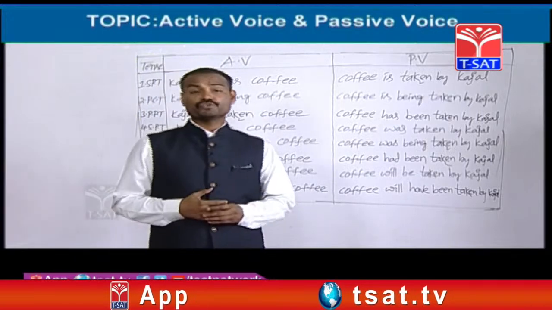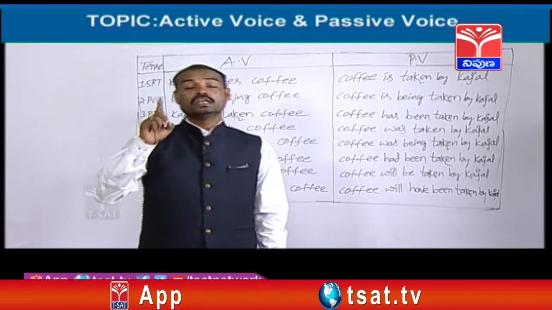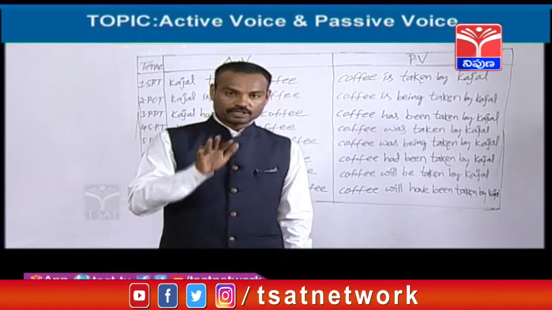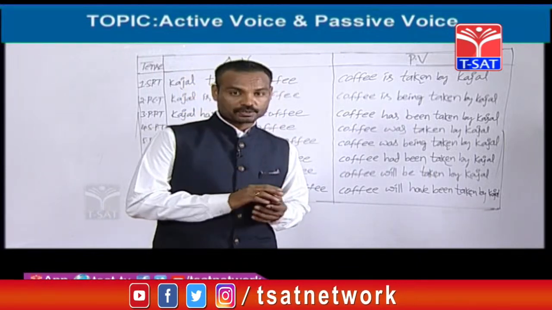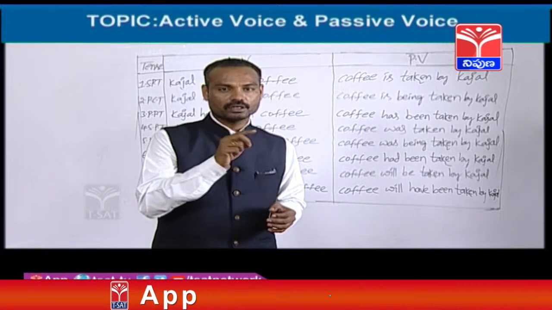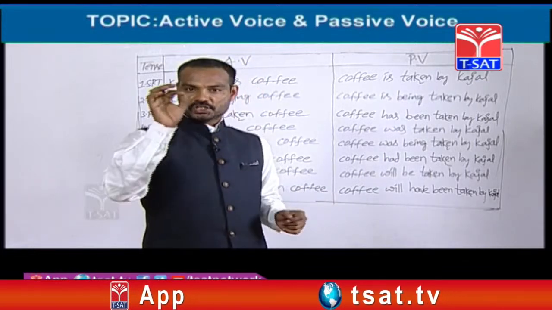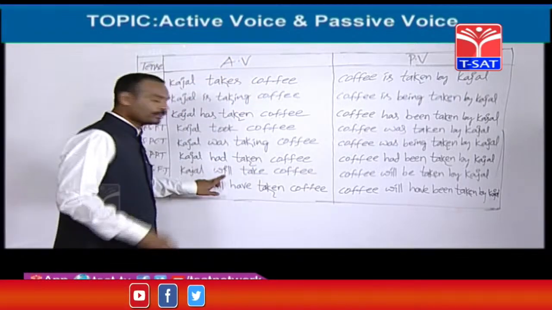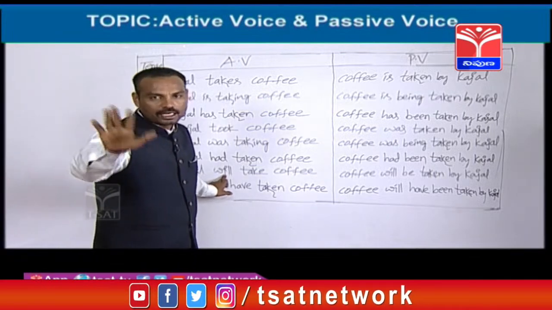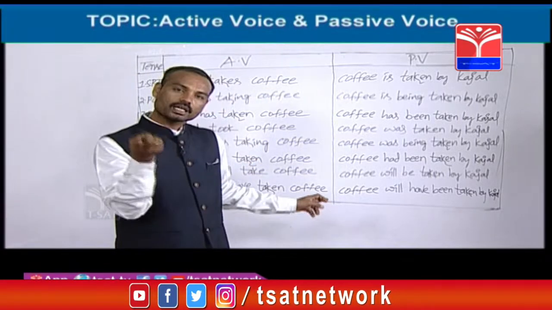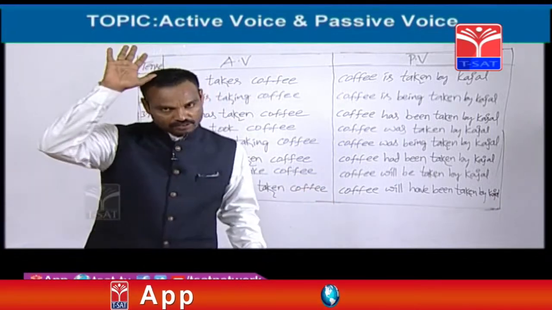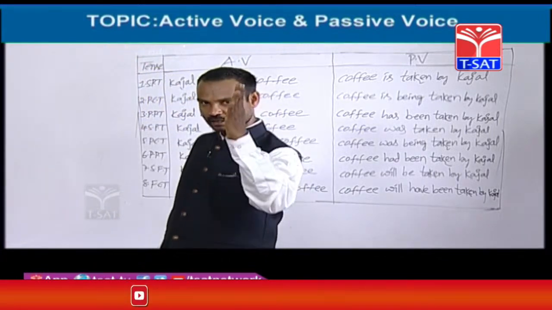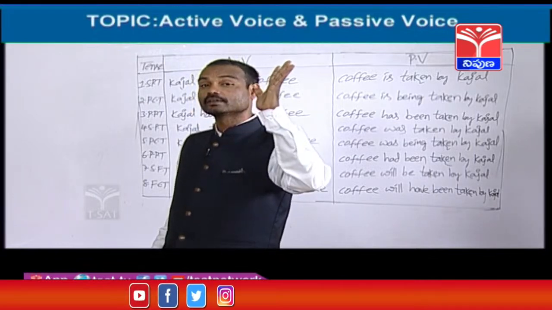Friends, whenever you find modal verbs in the given active voice like shall, should, will, would, can, could, may, might and must, you should write be. That modal verb should be written as it is in the passive voice. If they give will, in the passive voice also will should be written as it is. Whatever modal verb is given in the active voice should be taken as it is in the passive voice. After writing that modal verb as it is, be should be mentioned.